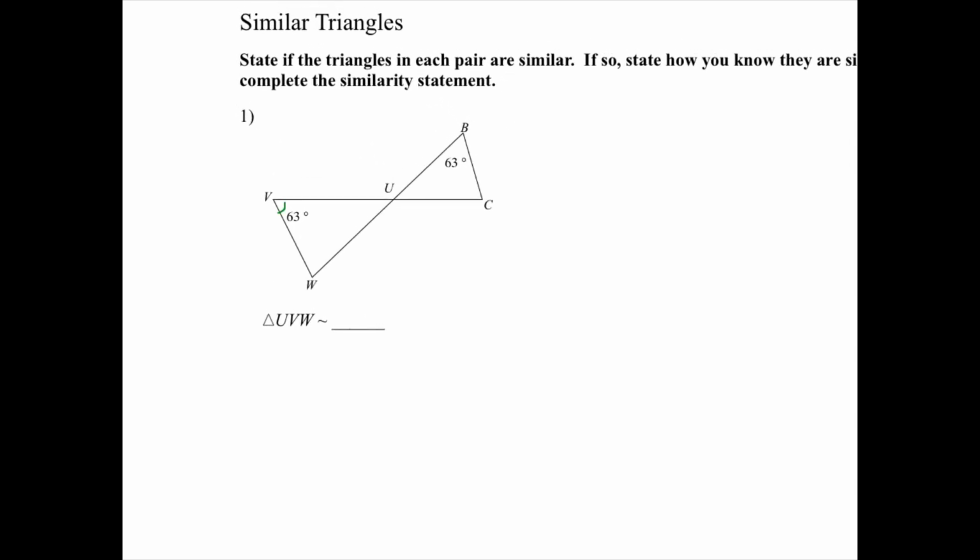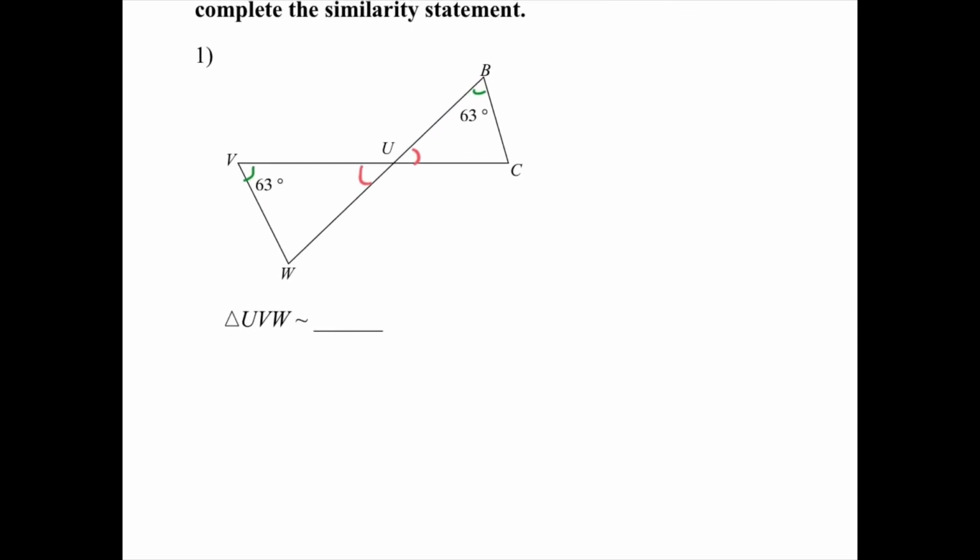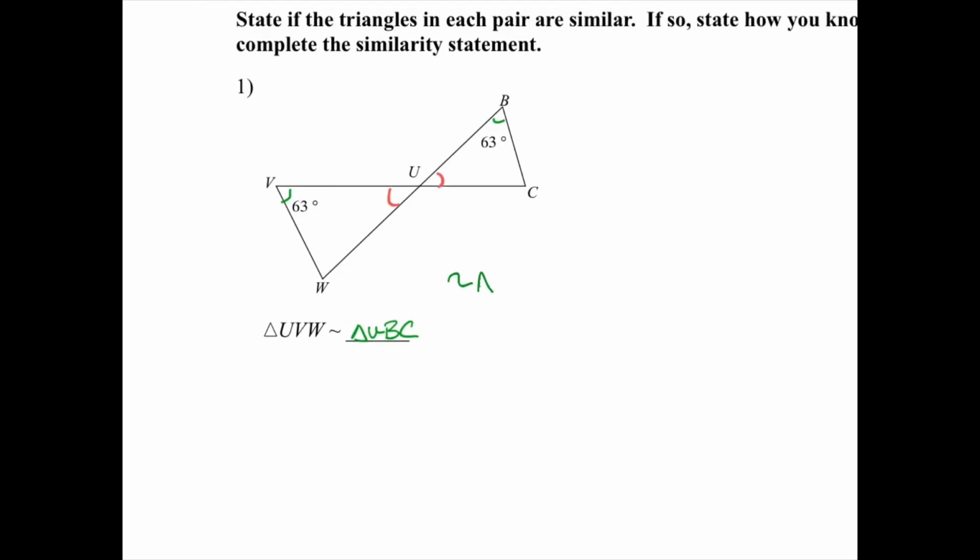Those two angles are congruent. And I know that this angle is congruent to that one. Why? Because they are vertical angles. So that means that triangle OVW is similar to triangle UBC by angle-angle similarity theorem.